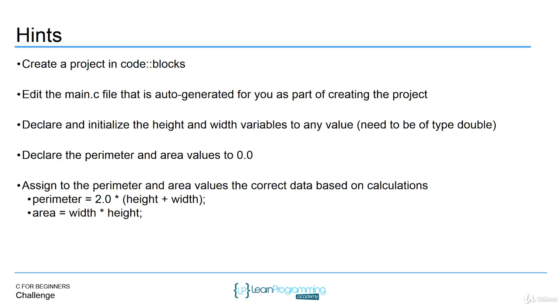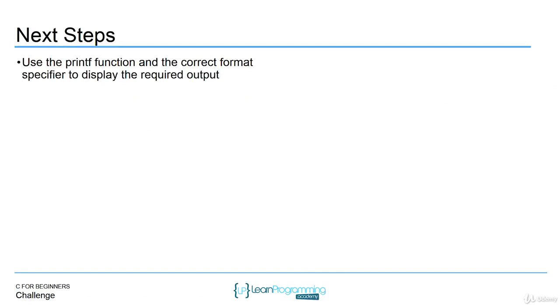After we've done those calculations, you then want to display the value of the two variables, perimeter and area, and also height and width you should display as well. So you're going to need to use the printf function, and you're going to have to use the correct format specifier to display the required output. The format specifier for doubles, I mentioned, is %f, so you want to use that. You can play around with it as well and use something like %.2f to see how the precision changes for the number of decimal points. And again, use meaningful names for everything.